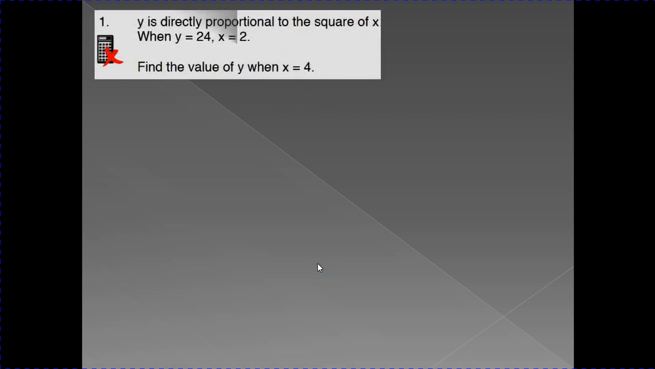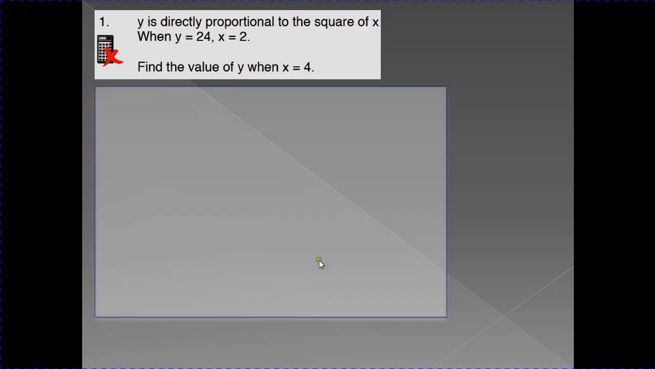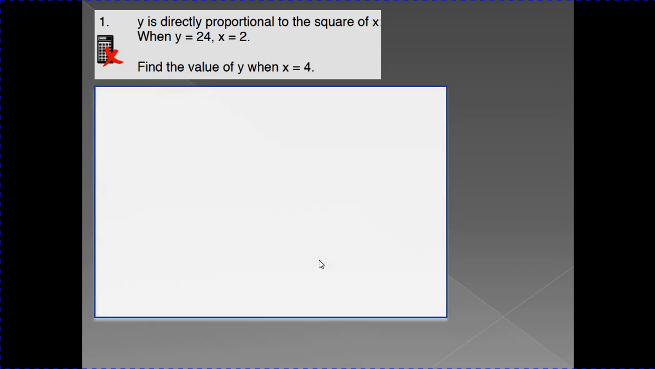Then let's take the first question of our lesson about the worksheet. First question, y is directly proportional to the square of x. When y equals 24, x equals 2. Find the value of y when x equals 4. First, you must know how to get the relation between y and x. Then let's translate the first statement. Y is directly proportional to the square of x. What does it mean? Yes, try to remember.